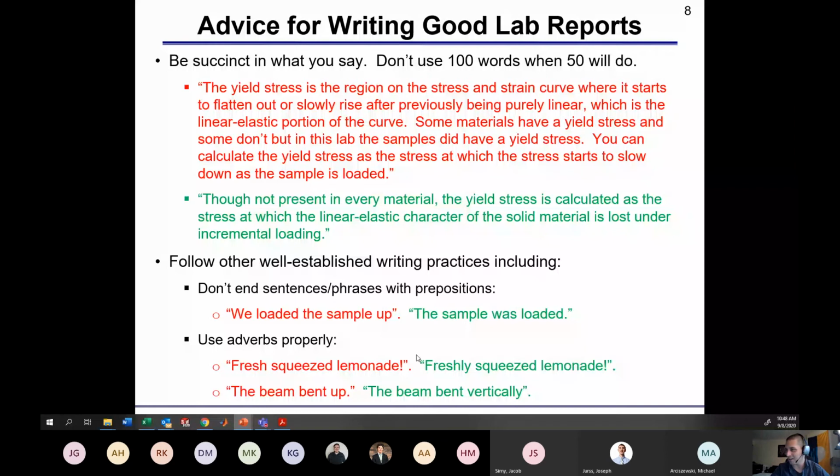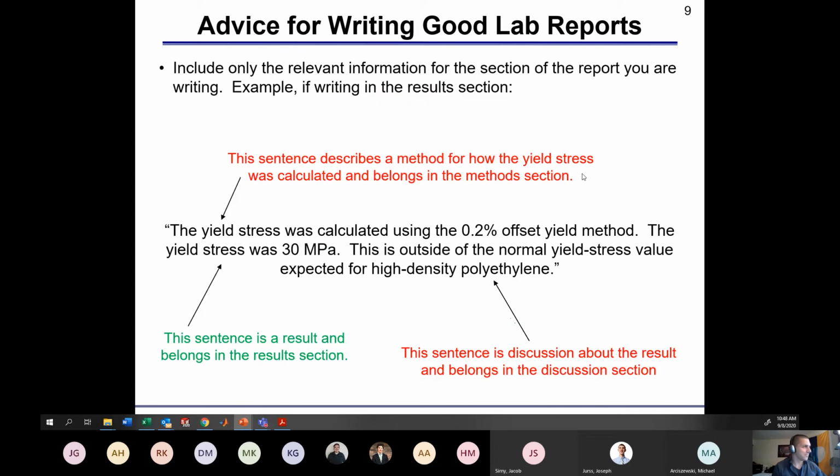All right? I'm going to eat healthy. Oh, you are not going to eat healthy. You're going to eat healthily. All right? Use an adverb. The beam bent up. Oh, the beam bent vertically. Much better. All right. Continuing with location of material.